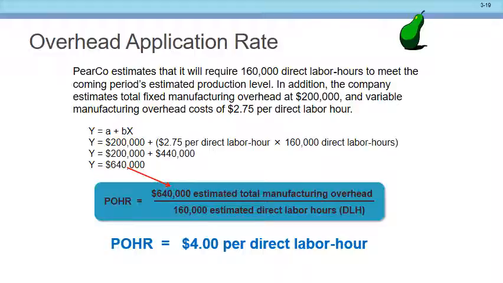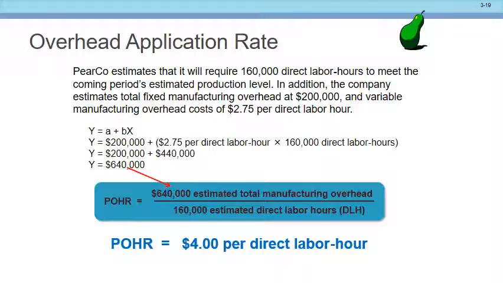Anyway, we're sitting here and we're saying that our fixed costs are 200,000. Our variable costs are $2.75 per unit. We plug in the number of units that we think we're going to produce for the period. That gives us our total estimated overhead cost for the period of 640,000. We divide that by the number of units. Do we have our predetermined manufacturing overhead rate?